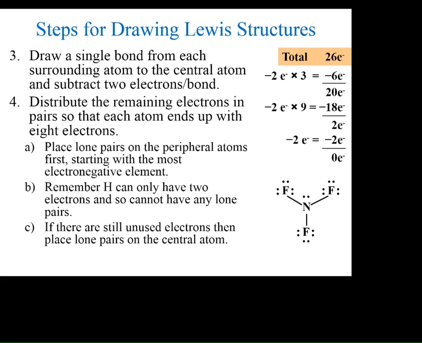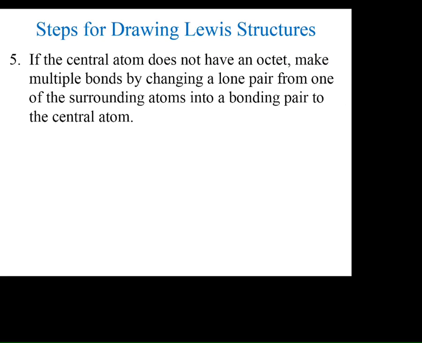Okay, the 5th step. Are you still writing? Okay. So the 5th step says, once you're out of electrons, make sure the center atom has an octet.